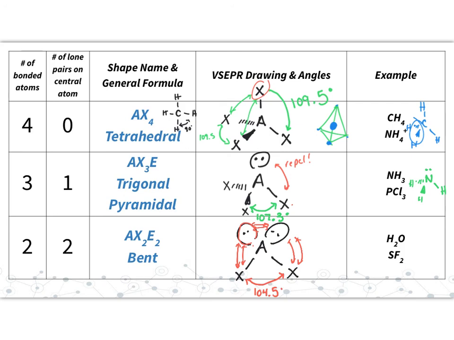I call these the radio station angles. That's kind of how I remember them. I got 109.5, 107.3, and 104.5. I just feel like a radio announcer when I am talking about those angles. An example is water. So water has 2 lone pairs and 2 bonded atoms. The angle here is 104.5, and that's actually where they measured it, using water.